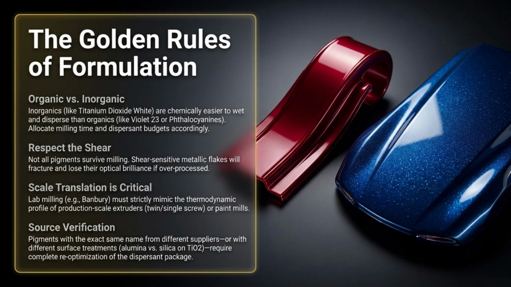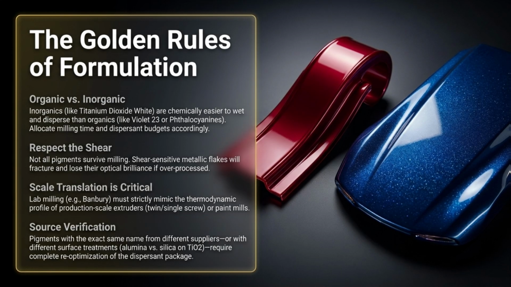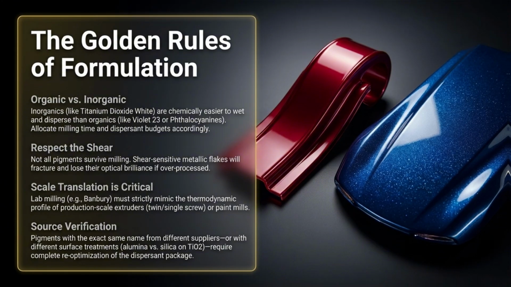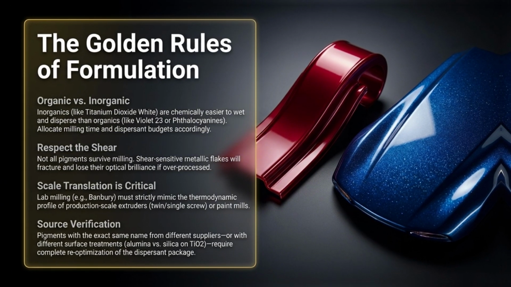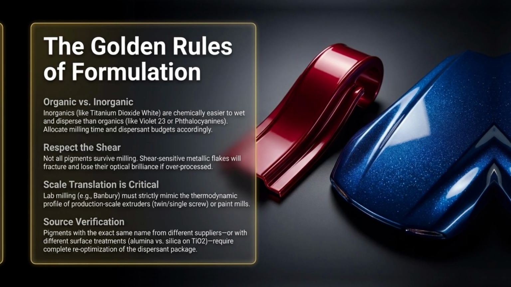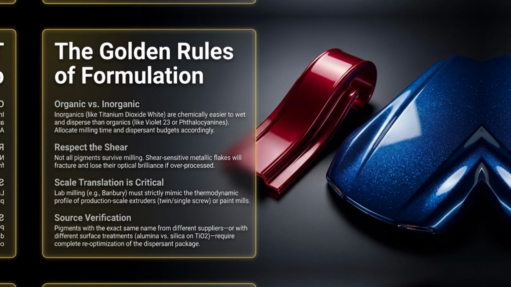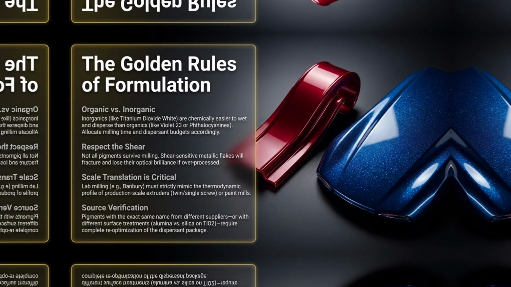Respect the shear. Shear-sensitive pigments like metallic flakes will fracture and lose brilliance if overprocessed. Scale translation is critical. Lab milling must strictly mimic the thermodynamic profile of production-scale extruders or paint mills. Source verification. Pigments with the exact same name from different suppliers or with different surface treatments require complete re-optimization of your dispersant package.